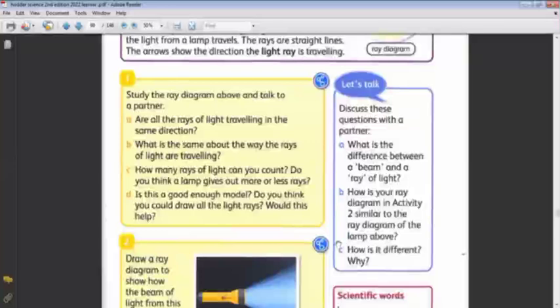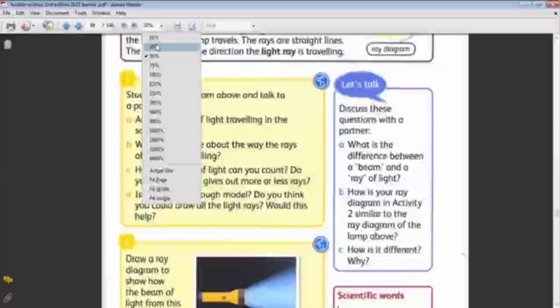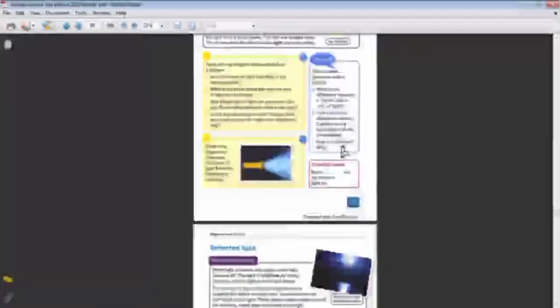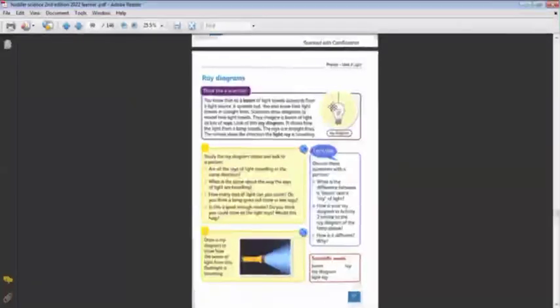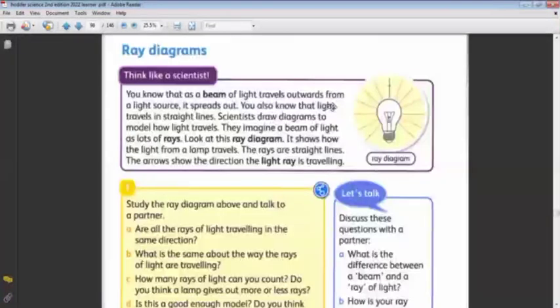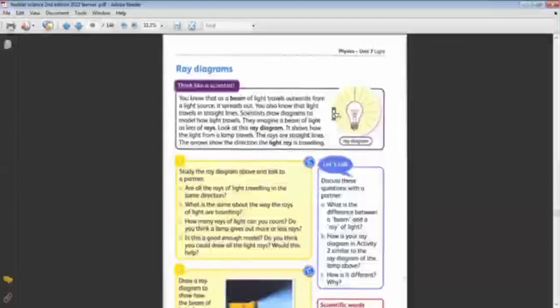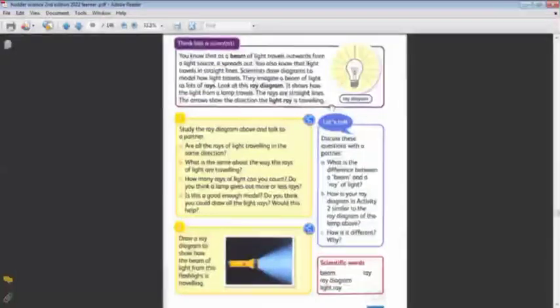Okay, how is it different and why? What is the difference between the light that comes from the flashlight and the light that comes from the lamp? I made it smaller so you can see the two together. So it is the same. There is nothing different between them. Actually, the lamp is dimmer, and the flashlight is brighter.